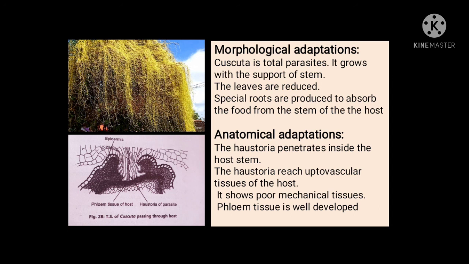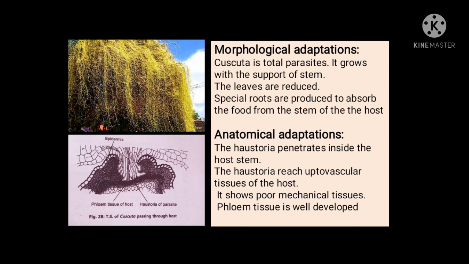When you observe such yellow threads, there is a presence of scaly leaves. Then you observe the root system. There is a special type of roots. These are present and are produced to absorb the food from the stem of the host plant.